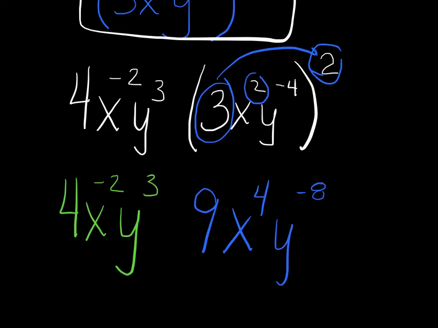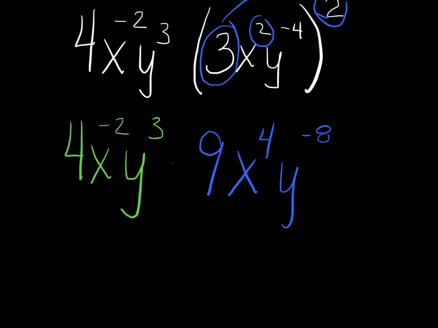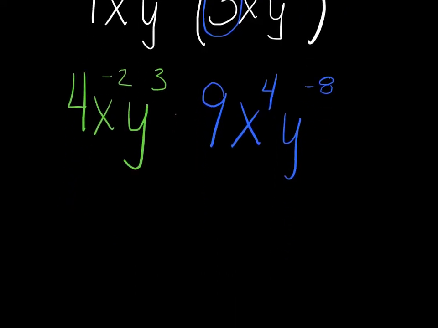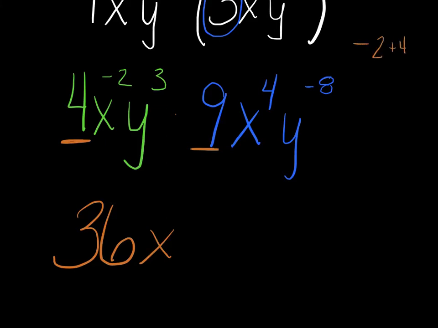Now, what operation are you doing here? Do you see any plus signs? Heck no, you're still multiplying. So what was our rule for multiplying? Well, it was to add exponents. So first of all, 4 times 9 makes 36. All right, my rule is add exponents. So I have negative 2 on the x plus a 4 gets me a negative 2. And on my y's, I have 3 plus a negative 8 gets me a negative 5.